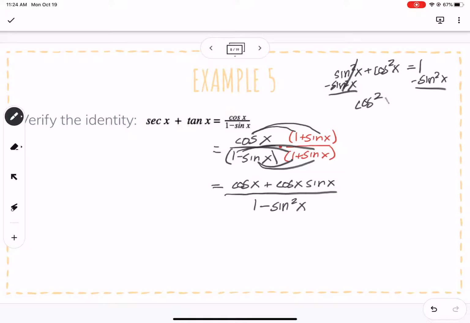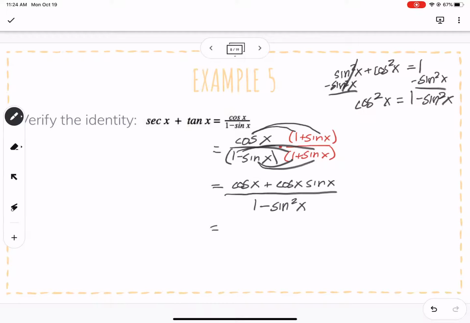So sine squared is equal to, in this exact order, 1 minus sine squared. All right, so this right here is exactly what we have in the denominator. So I'm going to use substitution. Instead of having this long thing, I'm going to rewrite it as just cosine squared. So I'm going to rewrite my numerator.